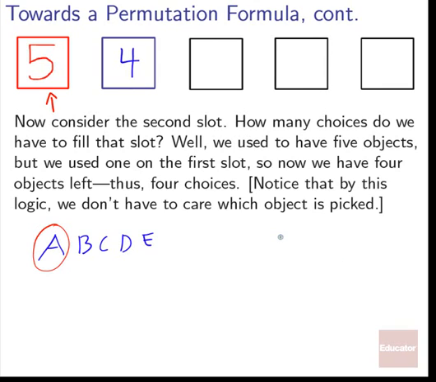But what if we had chosen a different letter to go into the first box? If instead we had chosen letter D to go into it? Well, once again, we're still going to have one, two, three, four choices, A, B, C, E. So we're going to have the same number of choices to go into that slot. So it doesn't matter which choice went into the first slot, we're going to wind up having four choices for the second slot, no matter what we chose in the first one, so we can say that there are four choices for the second slot.